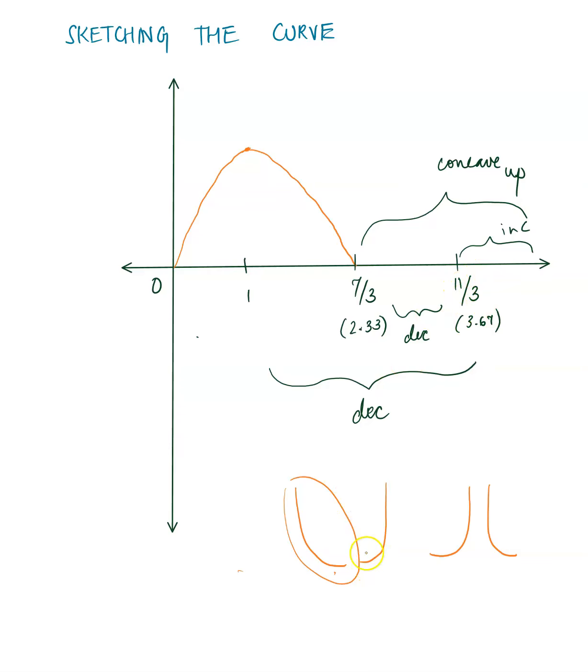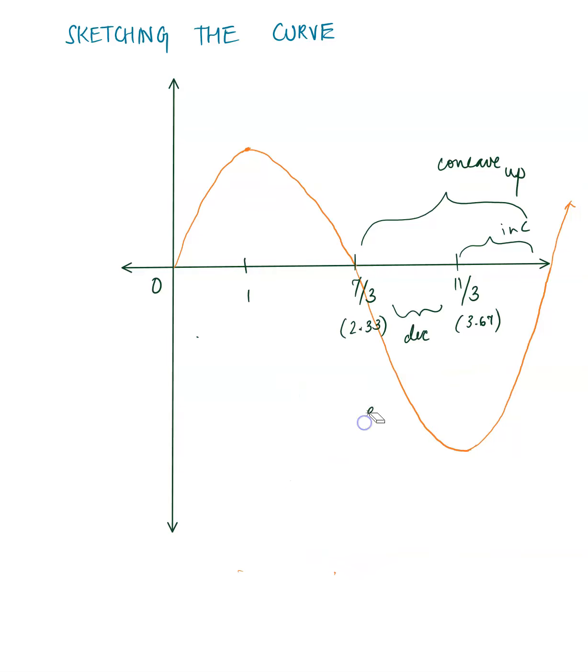And then from 11 over 3, it's increasing. But both are pieces of the concave up. So you know that this has to go down. But at 11 over 3, it has to make the turn because that's where you have the horizontal tangent line. And then it's increasing. And again, clean all this up. And that's how we sketch the graph.